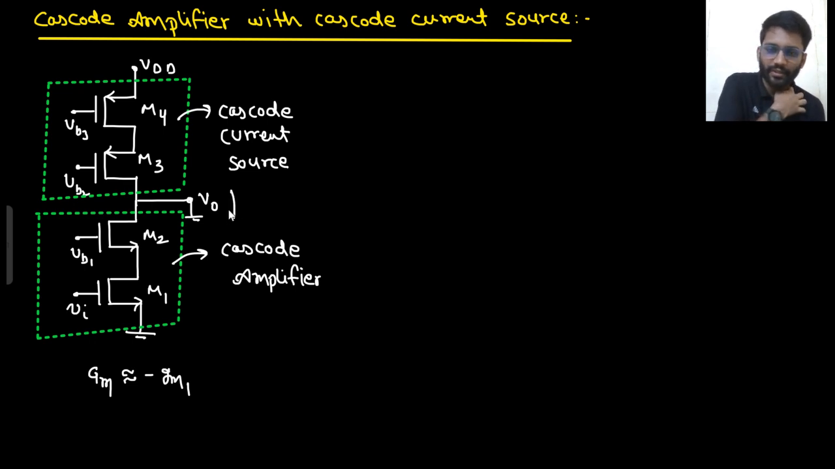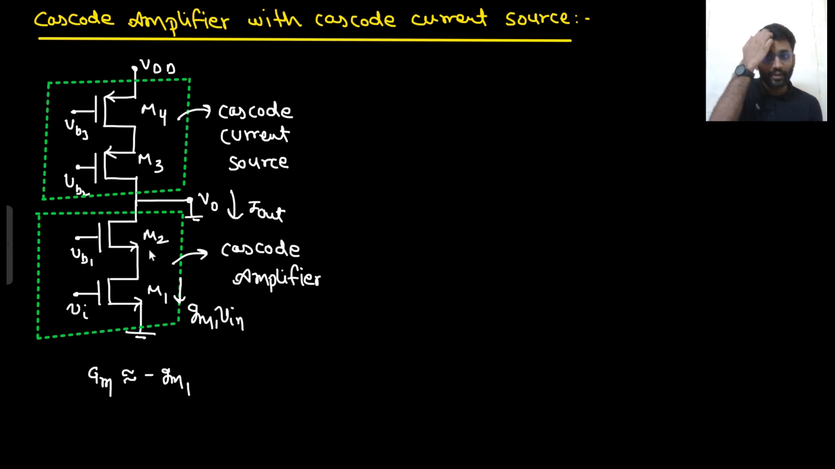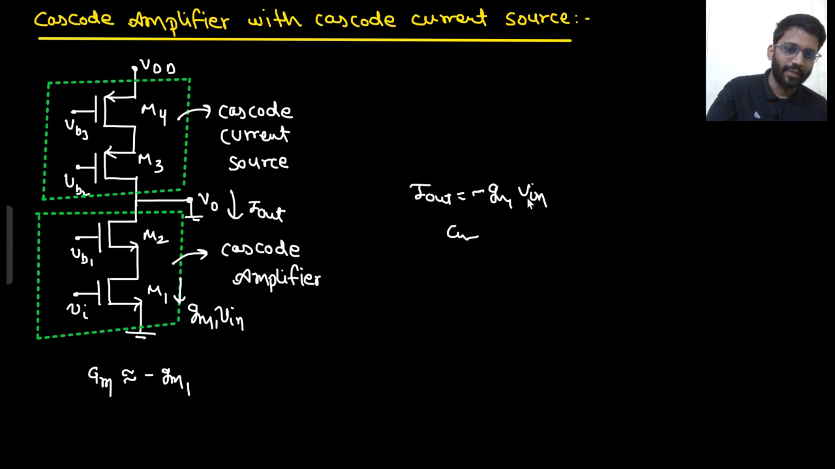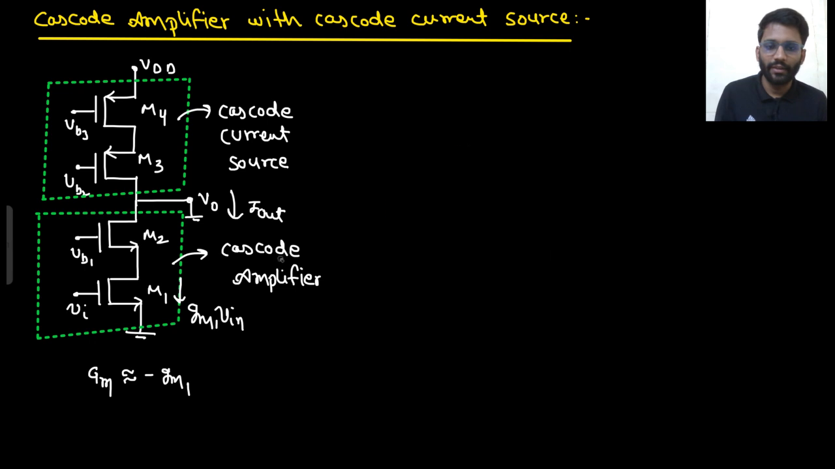Why is it minus GM1? Output will be shorted. This current you need to write as I out, and the current here is GM1 V in. Why approximately? Because there are R01 and R02 as well, which can eat up some current, but we will assume that R01 and R02 are very high, so they are not eating up any current. So GM1 V in would be flowing through the output only. So I out would be minus GM1 V in. So capital GM would be minus GM1 only. Well and good.